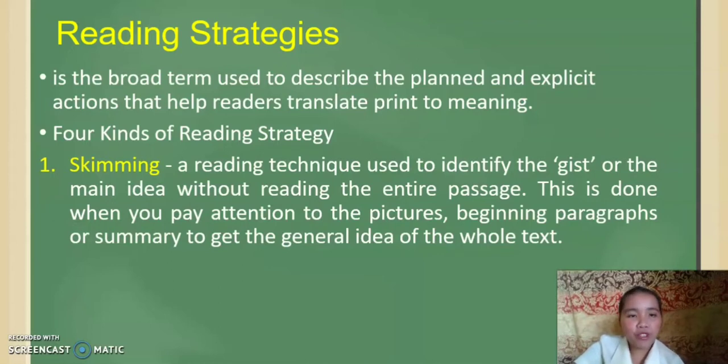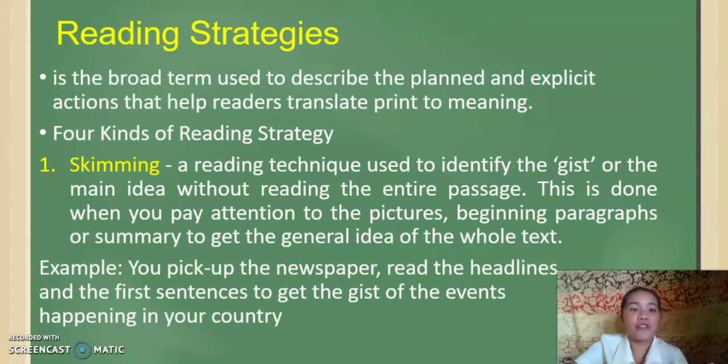An example for skimming is when your teacher told you to turn your book to page 13, and on page 13 there is a story, and the teacher won't tell you first to read the story, but you're looking at the title. You're looking at the title of the story, so you're skimming. Okay, you're getting the idea of what the story is about. So when you read the title, it is skimming.